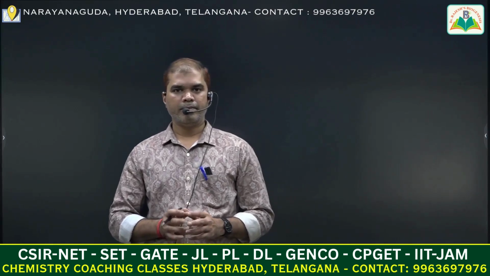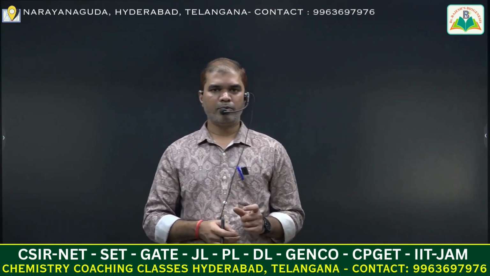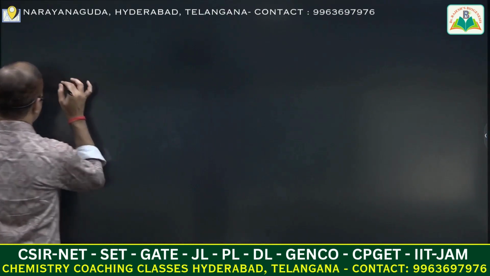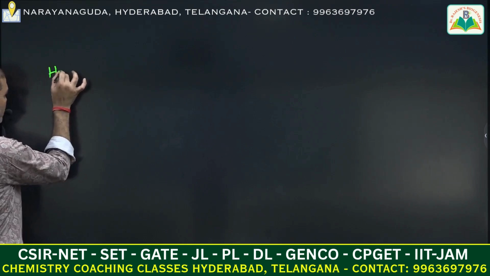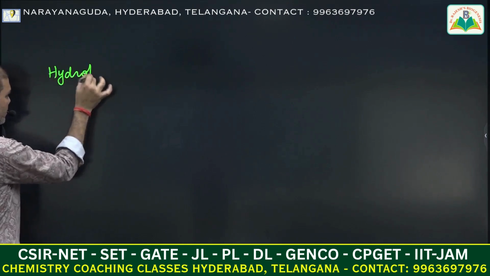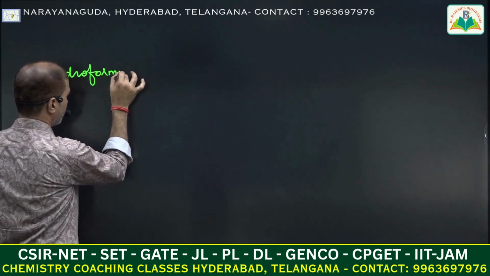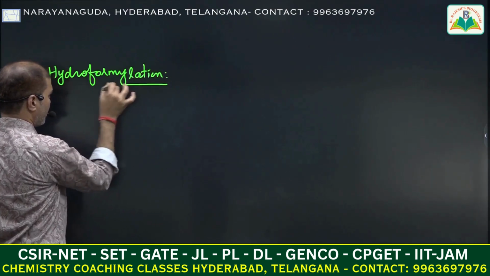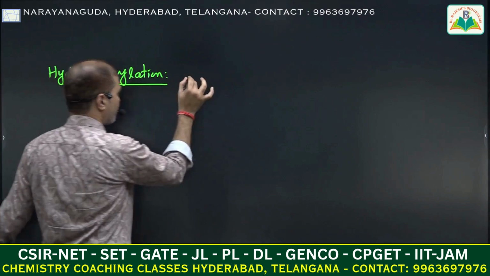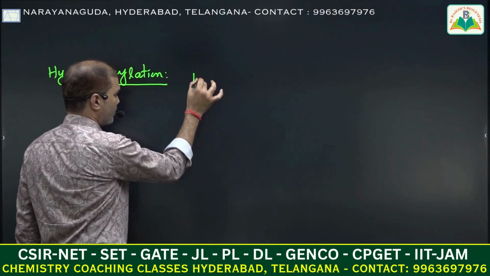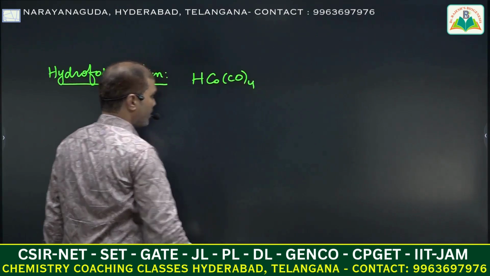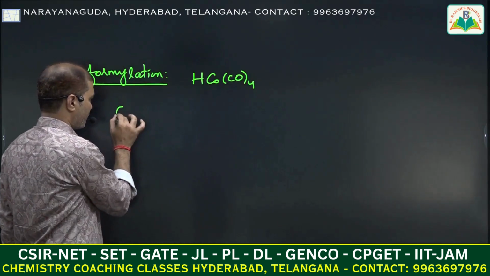Hello everyone. In this video, we will discuss hydroformylation with a cobalt catalyst. So we know that hydroformylation simply refers to the addition of a hydrogen group and a formyl group, carbonyl, across a double bond. So this we are going to do with a cobalt catalyst, HCoCO4.